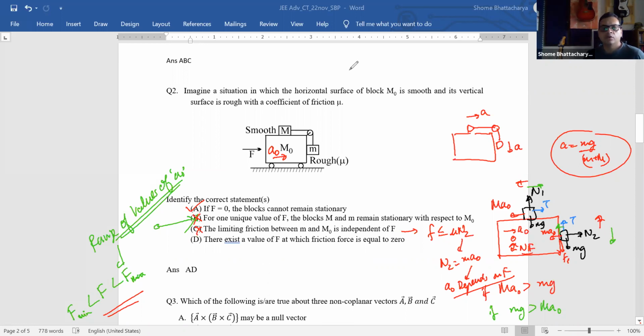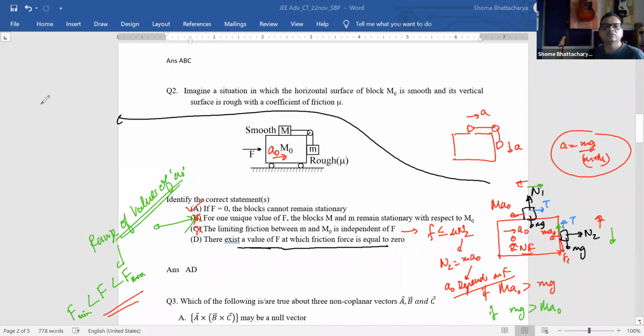Now let's come to option D. Option D is very interesting. It says that there is a value of F for which the friction force required is 0. So what will be that value over here? You can see from this diagram that if capital M A naught is equal to small mg, then there is no tendency to slip. Then the tension will become equal to small mg, which will be equal to capital M A naught, and there is no tendency to slip.